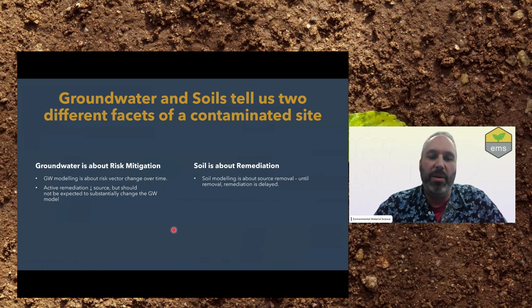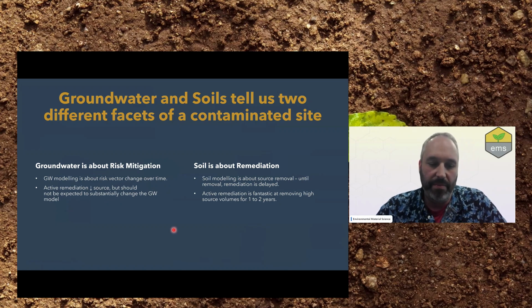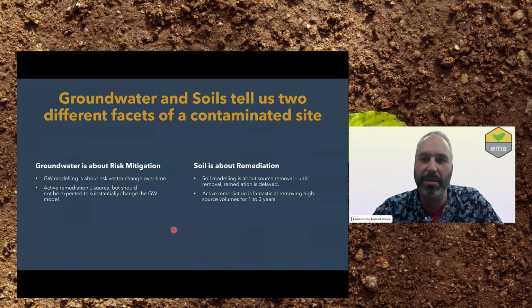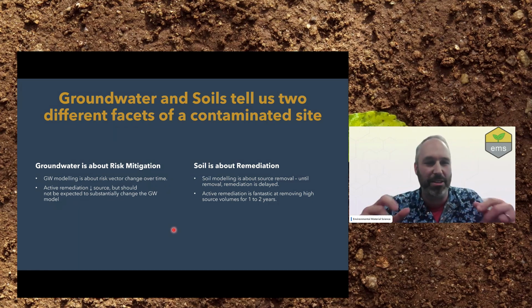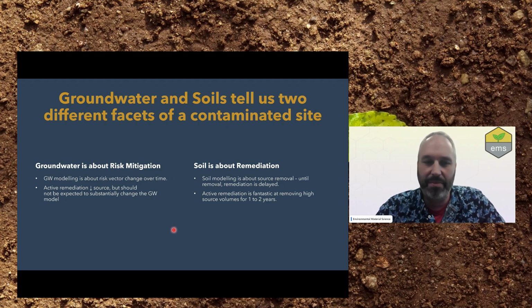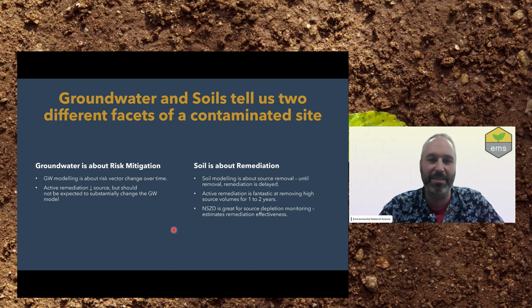So the soil modeling is about removal of the source. You're not going to see a change in groundwater until you remove that source. Active remediation approaches like SVE or MPE are great for a couple of years, but then you start seeing diminishing returns after that. I often think of drinking your Slurpee and forming that cone around the straw. You're just not able to suck much up after that. Also, these setups are very helpful, but they can be very expensive. I was actually amazed how expensive these are, so you don't want to have to use them for longer than is necessary.